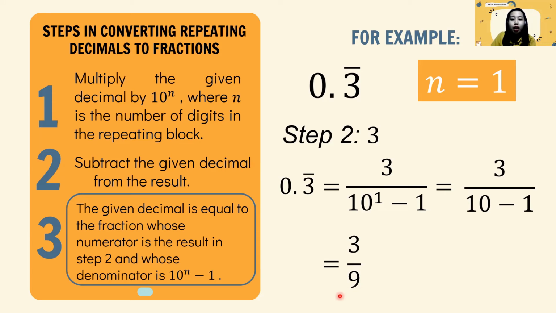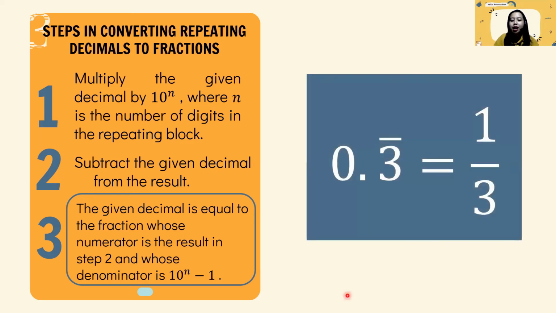So is this the final answer? Okay, that's right. We will reduce this fraction into lowest terms. So what is the GCF, or the common factor, of 3 and 9? So 3. You will divide by 3 in this fraction. So you will get 1/3. So that will be the final answer. So we verify that 0.3 equals 1/3.